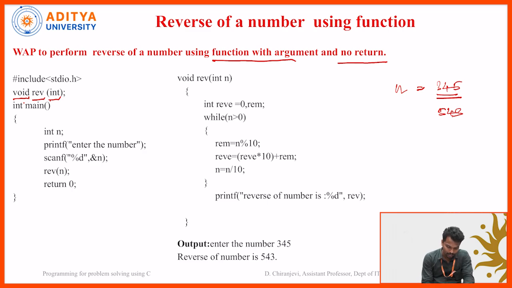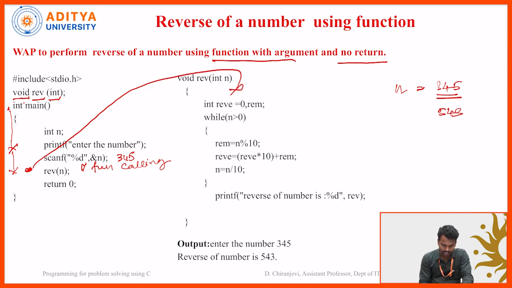The program execution will start from the main function. One number must be there in the main function so that it will be given to the user defined function to perform the reverse. The user reads the value n, that is 345, and it will be stored in n. Then, the next line is function calling. When the control reaches this line, from here it will directly go to the definition.